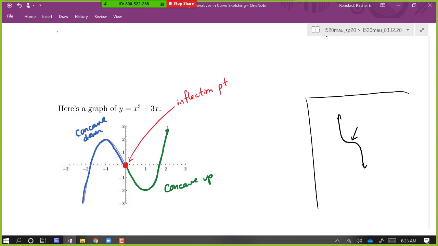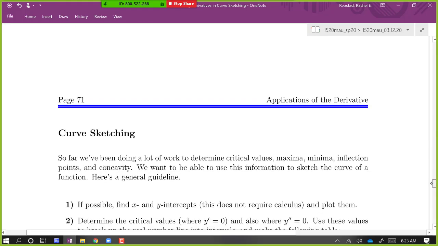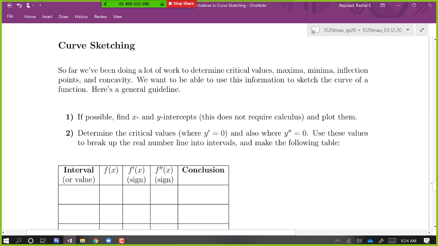Okay. So what we're going to do next, and we're actually going to get all the way through this, is we've been talking about how we use the derivatives to give us information about a function, right? Where is it increasing or decreasing? Do I have any max or min? Are there any inflection points? What's its concavity? Now we're going to try to put it all together to do a curve sketch.